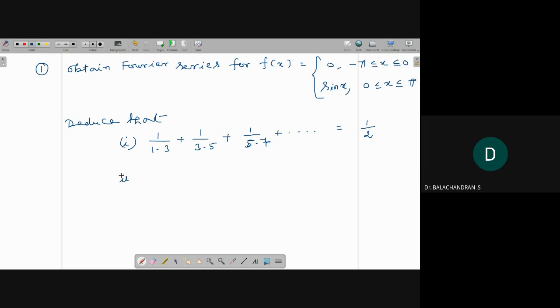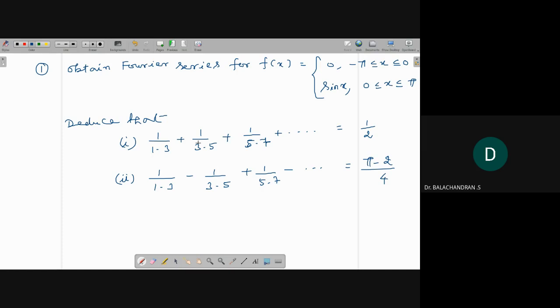So if you solve the problems independently, then you will get confident. For this you need to practice problems. Plus 1 by 5 into 7, minus and so on, which is equal to pi minus 2 divided by 4. So try to solve this problem.